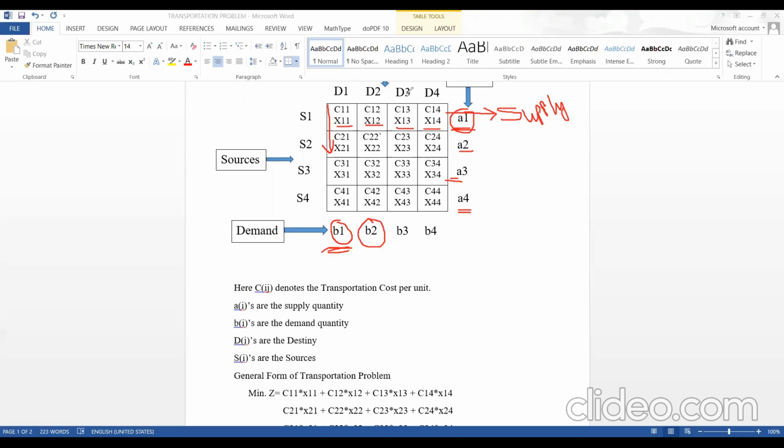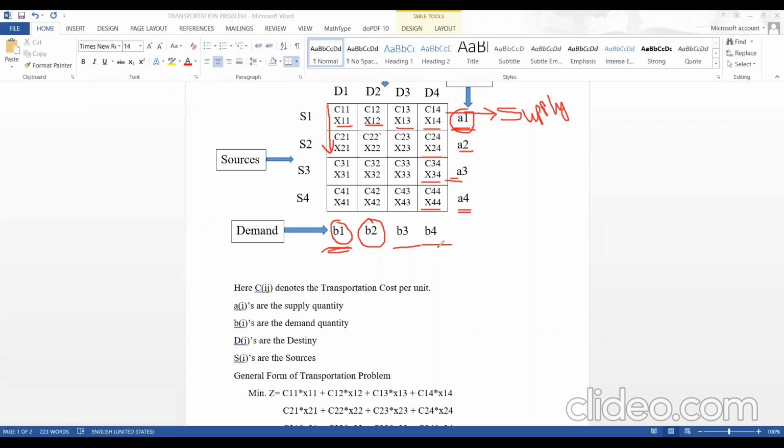product has been delivered to the destination D3 in order to fulfill the demand of the destination D3. So that means x13 plus x23 plus x33 plus x43 must be equal to B3. Similarly, from different sources, product has been delivered to the destination D4 in order to fulfill the demand of the destination D4. So x14 plus x24 plus x34 plus x44 must be equal to what? B4. So in total here we have 8 constraints, 4 for supply constraints and 4 for demand constraints.